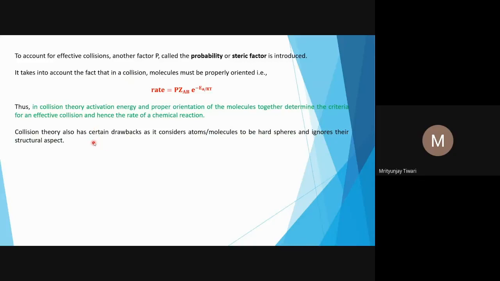Collision theory has certain drawbacks as well, as it considers, as I said, atoms and molecules to be hard spheres, which is fundamentally wrong because they are not hard spheres, and it ignores their structural aspect. They have bonds, and these bonds always oscillate, they are stretching, and with different types of oscillation and rotation this kind of thing happens. This aspect the theory doesn't take into account. So it has certain drawbacks, but it also explains some important properties about chemical reactions, so it is important for us.